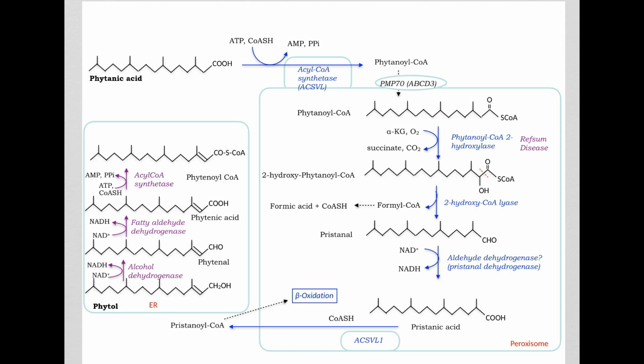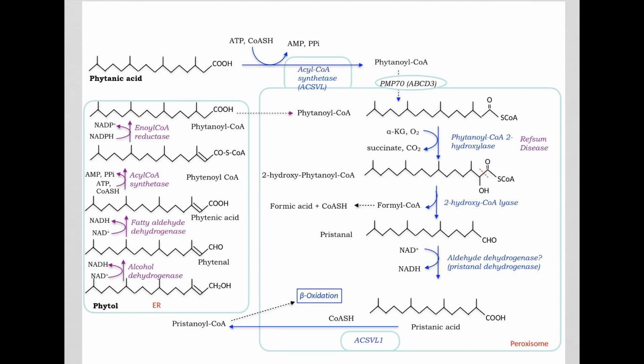In the next step, the carboxyl group is activated into a coenzyme A. Phytanic acid becomes phytanyl-CoA using the enzyme acyl-CoA synthetase and ATP energy as well as coenzyme A. Then in the last step, the double bond here in phytenoyl-CoA is reduced by the enzyme enoyl-CoA reductase using NADPH as the reducing agent. So we get a single bond here and we get the product phytanoyl-CoA.